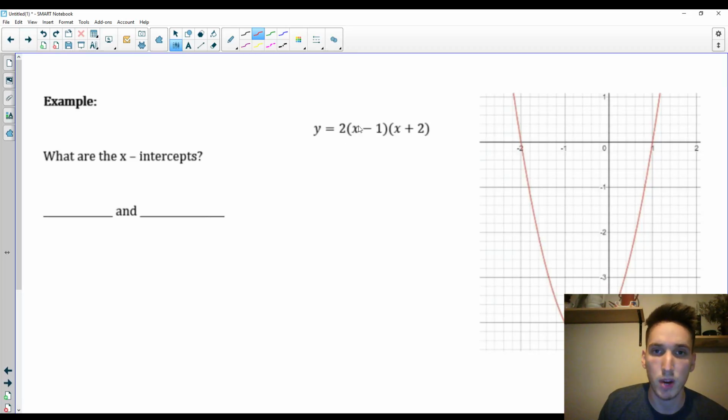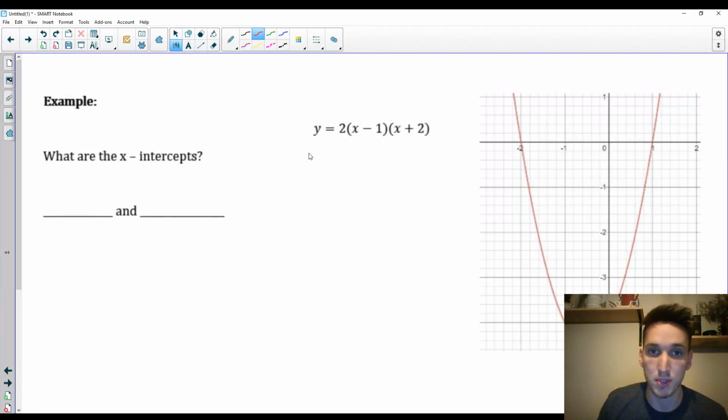So this first example right here, y equals 2 times x minus 1 times x plus 2. Obviously, this is an intercept form, right? Now, let's make sense of what this is saying, right? And again, intercept form is very handy because it gives us the x-intercepts. So if you're looking at this graph right here to the right, this is the graph of this function. Now, if I were to ask you, what are the x-intercepts? You could just look straight off the graph. But if I didn't give you the graph, you can look straight at the equation and figure that out.